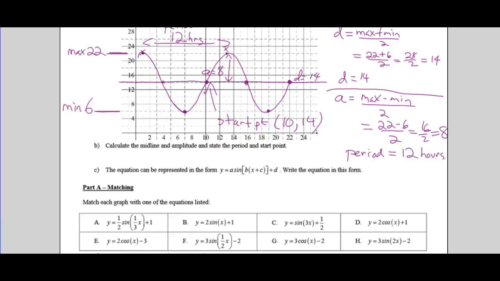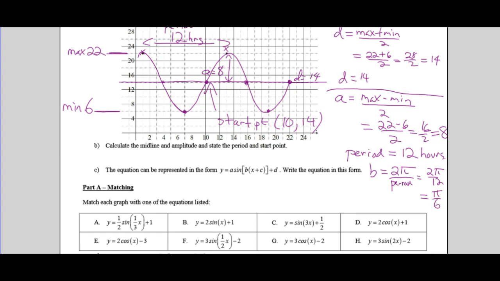Now, if I want to write the equation, okay, so we've got the period. We need to get the b value. How do I get the b value from the period? So b is, we got a formula, right? 2 pi divided by period, which will be 2 pi over 12, which is the reduced fraction pi over 6.